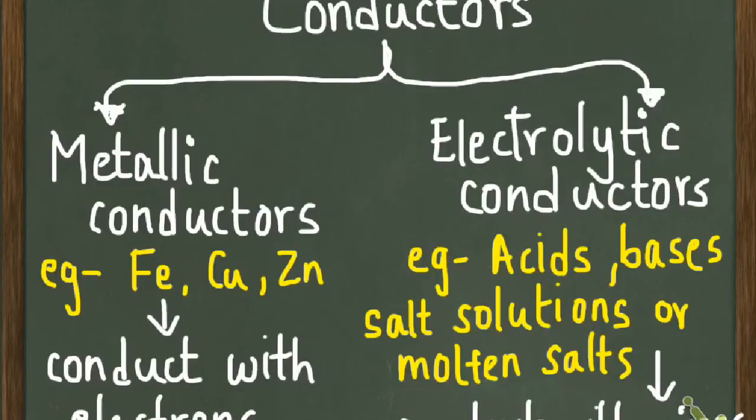Now, let me tell you what is the difference of a salt solution and a molten salt. A salt solution is a salt mixed with water, like common salt, that is NaCl, mixed with water. Nothing but NaCl plus H2O is a salt solution, but NaCl in its liquid state is the molten salt. Now, metallic conductors conduct electricity with the help of electrons, whereas electrolytic conductors conduct electricity with the help of ions.